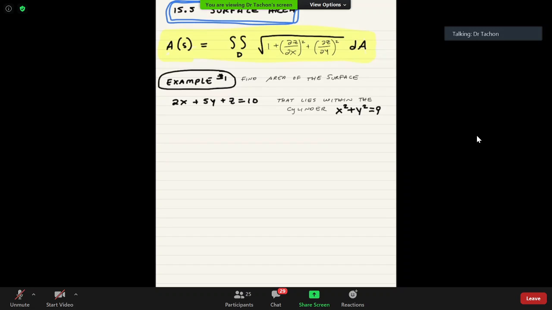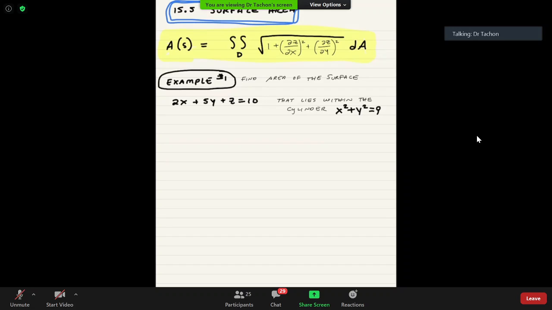Partial derivatives are involved. So you're going to have to find the partial with respect to x and the partial with respect to y, and square them. So 1 plus the partials squared under the radical. And try to do these by hand. Most of these are doable by hand. So let's do this one.